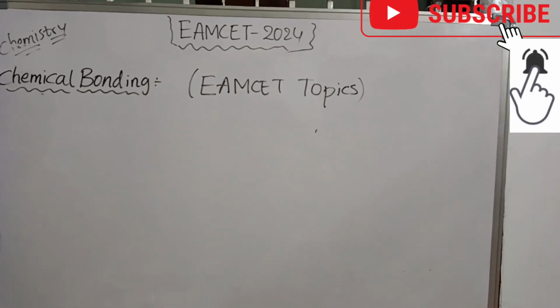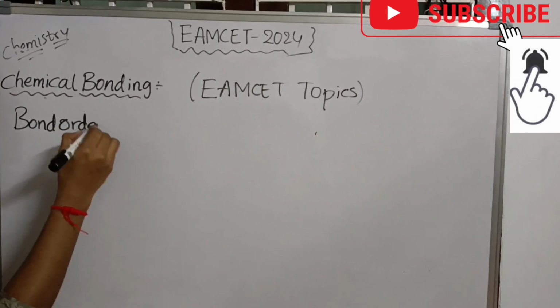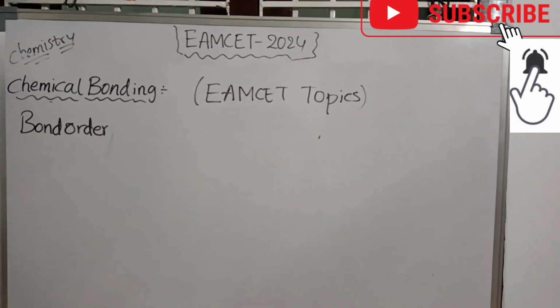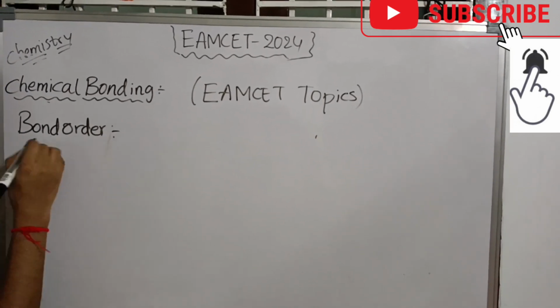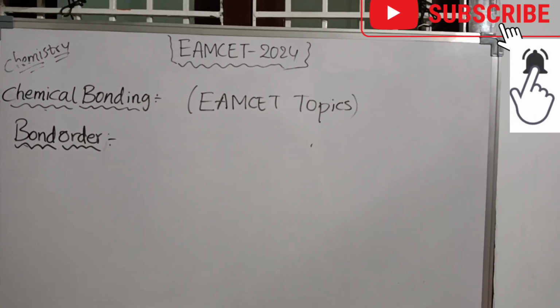So now we are going to see the topic about bond order. Bond order questions are most frequently asked questions in Eamcet. Out of 8 shifts, in 4 shifts this question will be guaranteed. So please understand it very carefully and listen carefully without skipping.